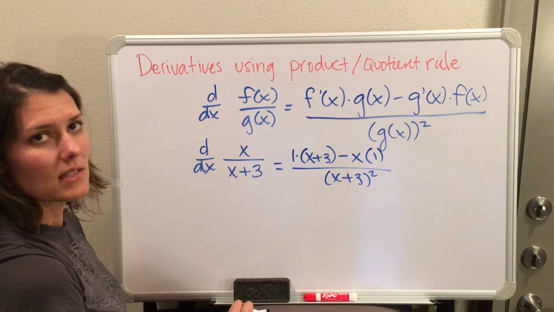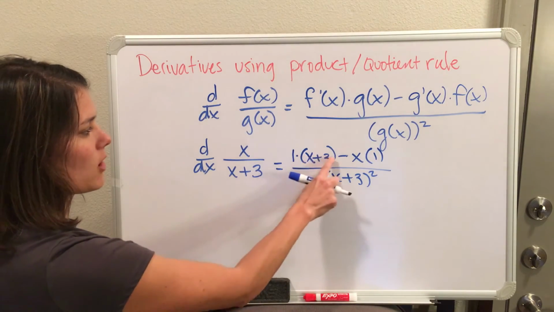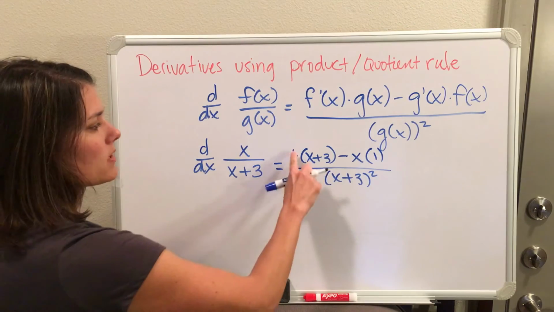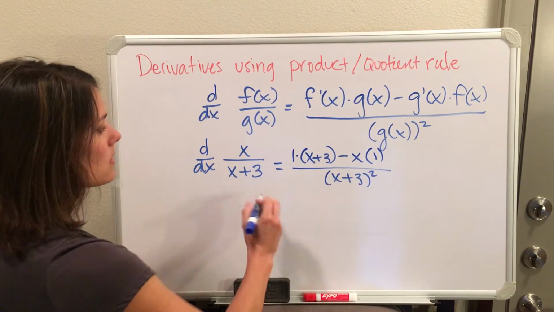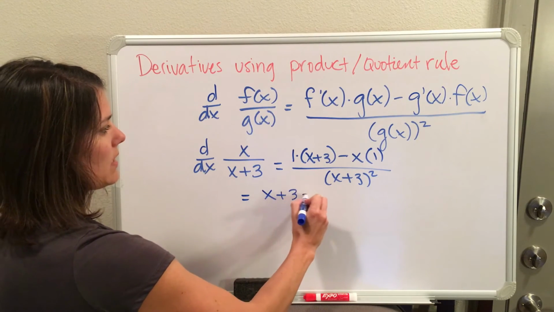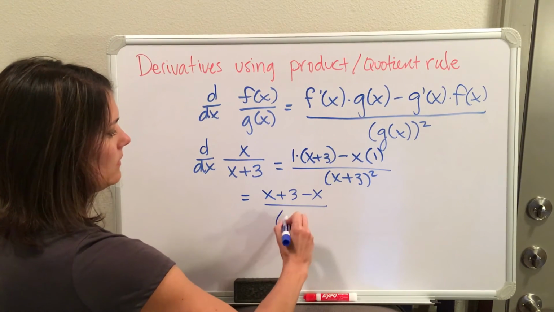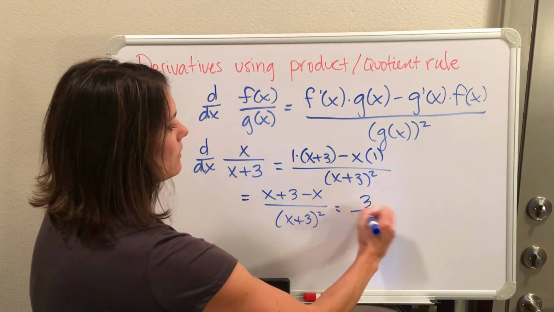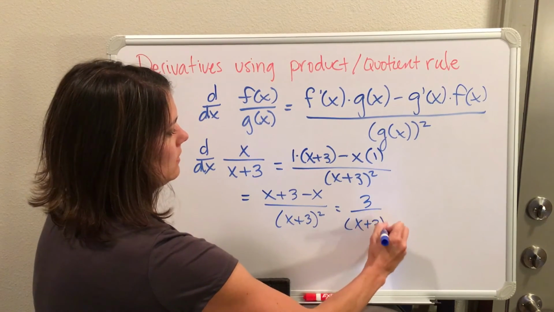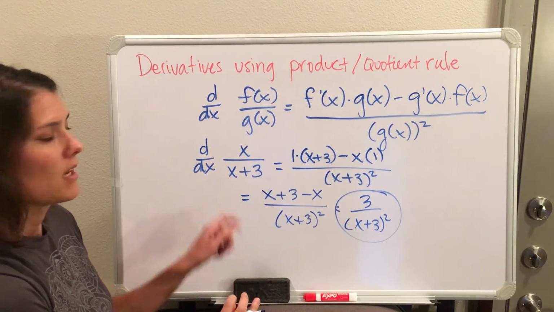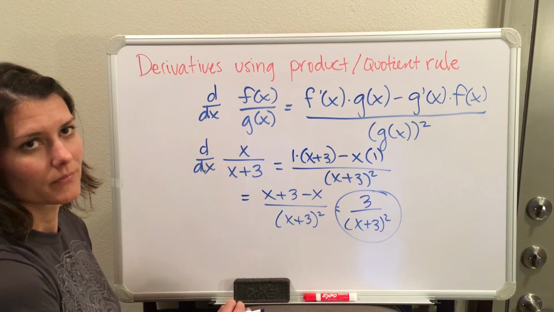We are going to clean this up, but be very careful. Do not cross out the x plus 3's. They do not reduce. You want to simplify the numerator first. So if I distribute everything through, I will get x plus 3 minus x in the numerator. And the x's will cancel out. And that represents the slope of x over x plus 3.